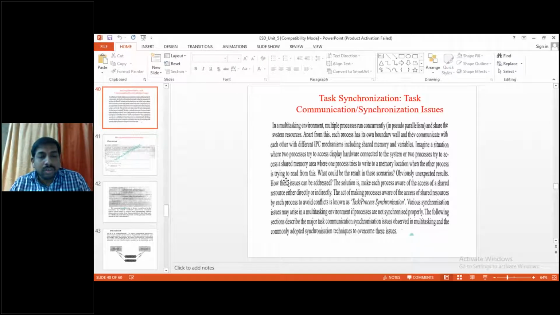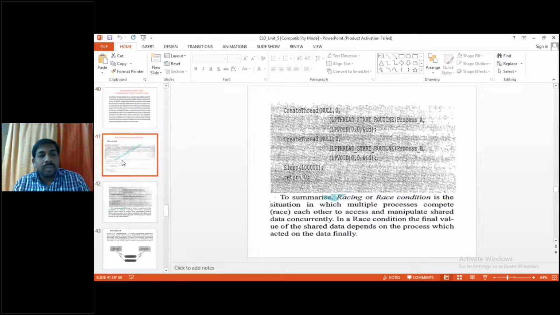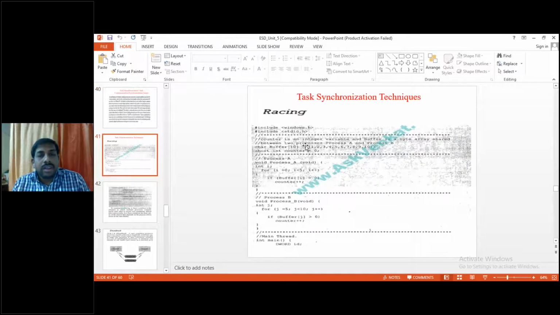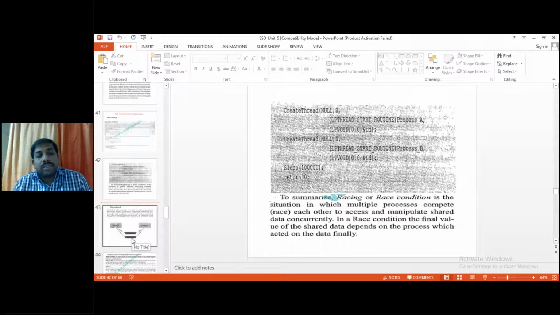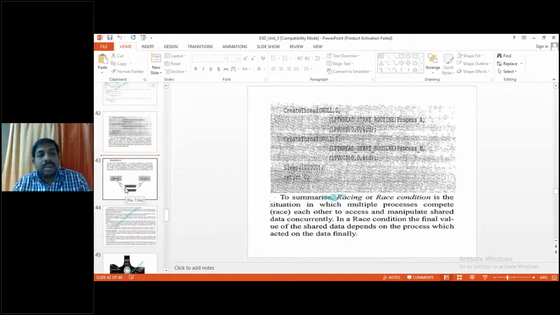Various synchronization issues may arise in a multitasking environment if synchronization is not followed. The following section describes the synchronization issues. The first one is racing. Racing is a condition where multiple processes are competing for access to the shared resources concurrently, and the final value of the shared data depends upon which process has written to it most recently.